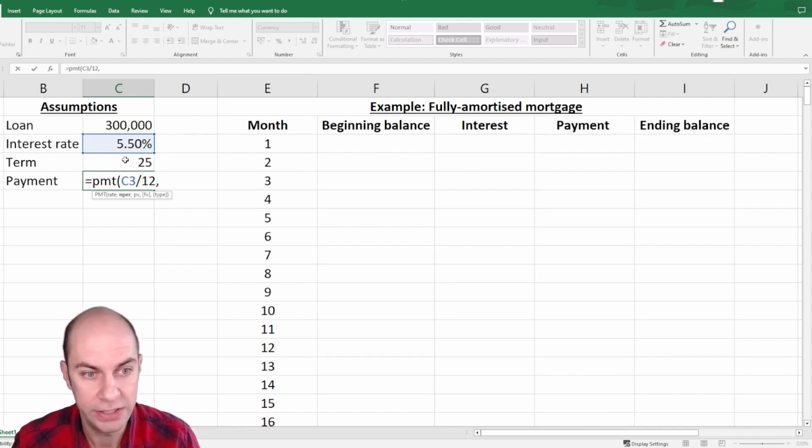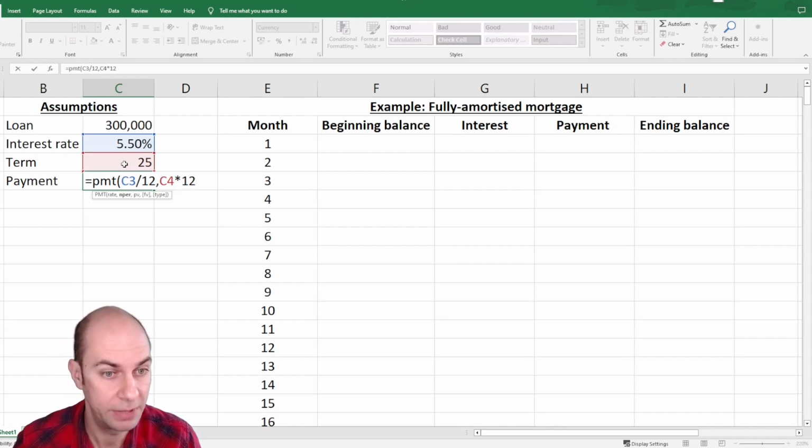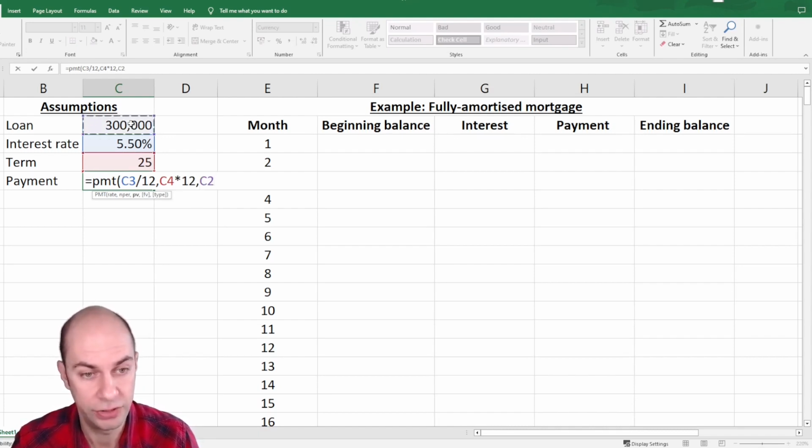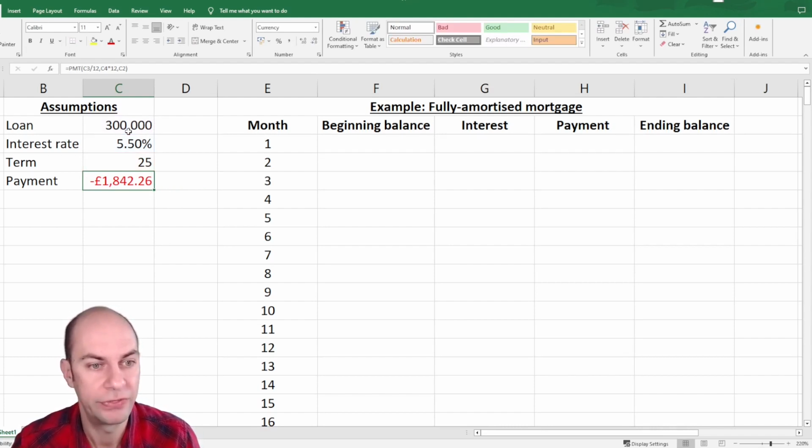We need 25 years for the mortgage. However, with monthly periodicity, we will multiply that by 12. So we're going to have 300 months. And the present value of the loan will be the $300,000. We don't need a future value because the mortgage will be fully amortized. And therefore, our payment will be $1,842.26.